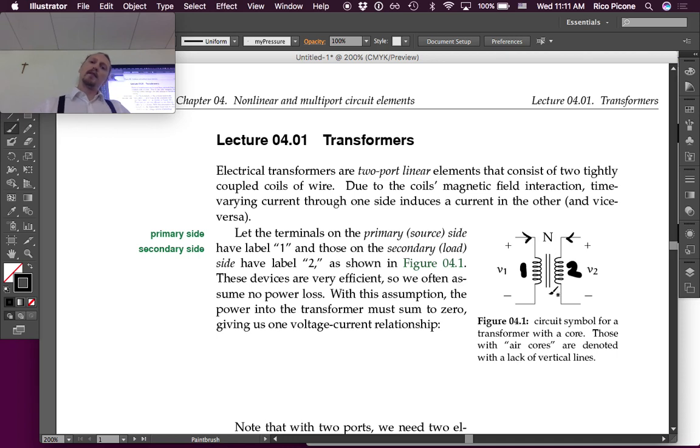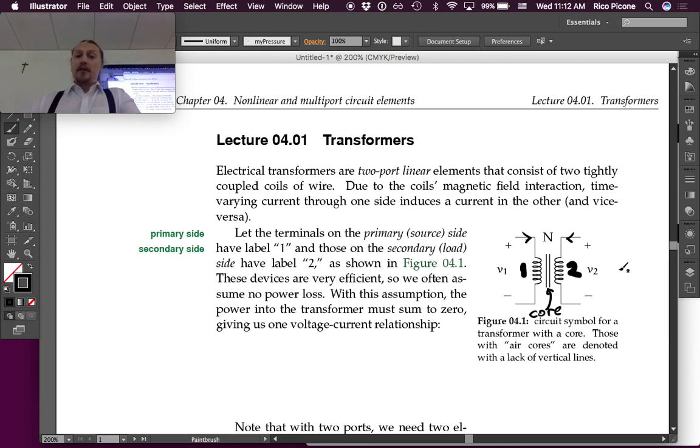These vertical bars in the center denote that there's a core associated with it, usually an iron core, and it just helps the transformer. Occasionally, we will not have this in there, in which case there might be an air core, and we'll leave off those vertical bars. But most of them have that. Okay.